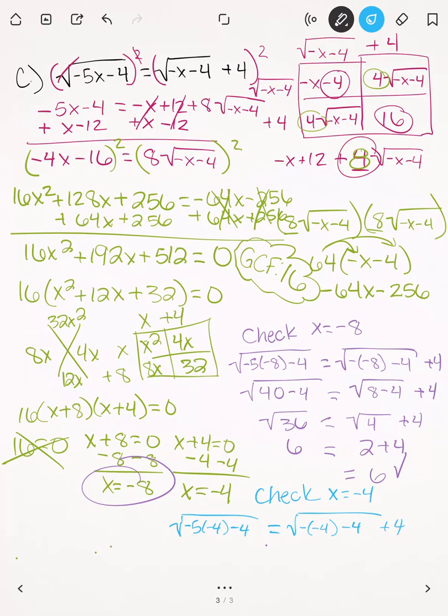So negative 5 times negative 4 is 20. 20 minus 4 is 16. Square root of 16 is 4. Negative 4, two negatives make a positive, minus 4, that's 0. Square root of 0 plus 4. Well, the square root of 0 is 0, plus 4 is 4. 4 equals 4. So we have two answers. They both work on this one.